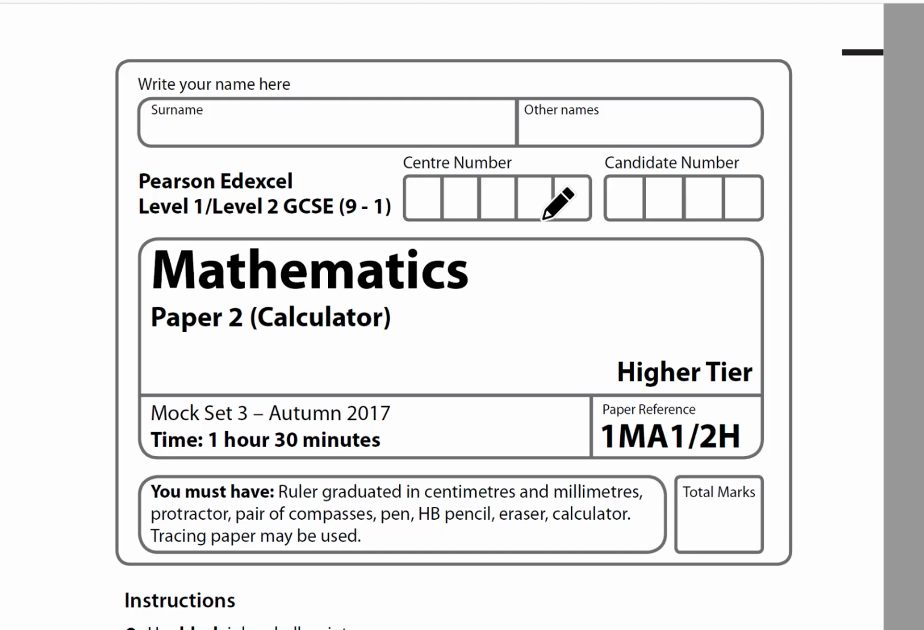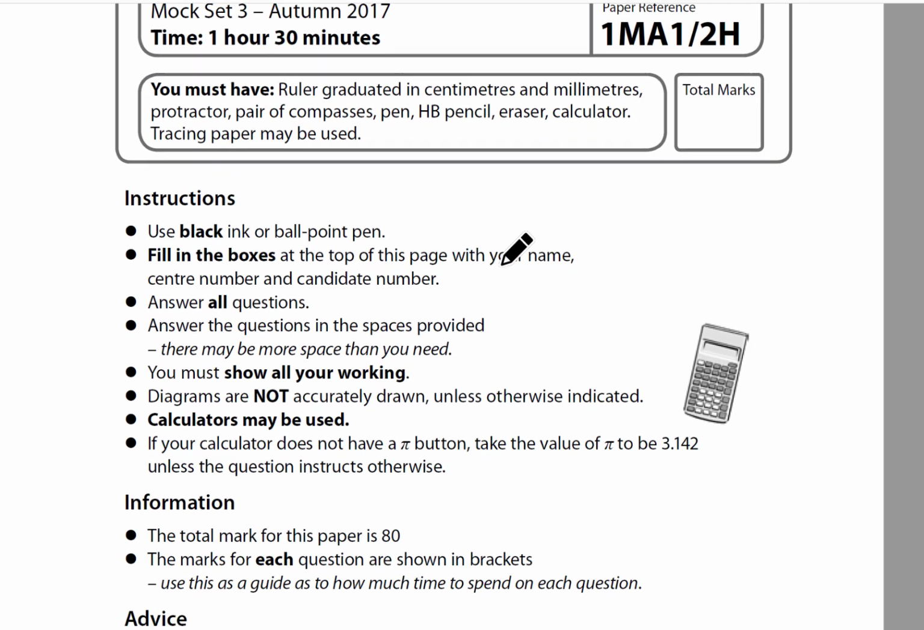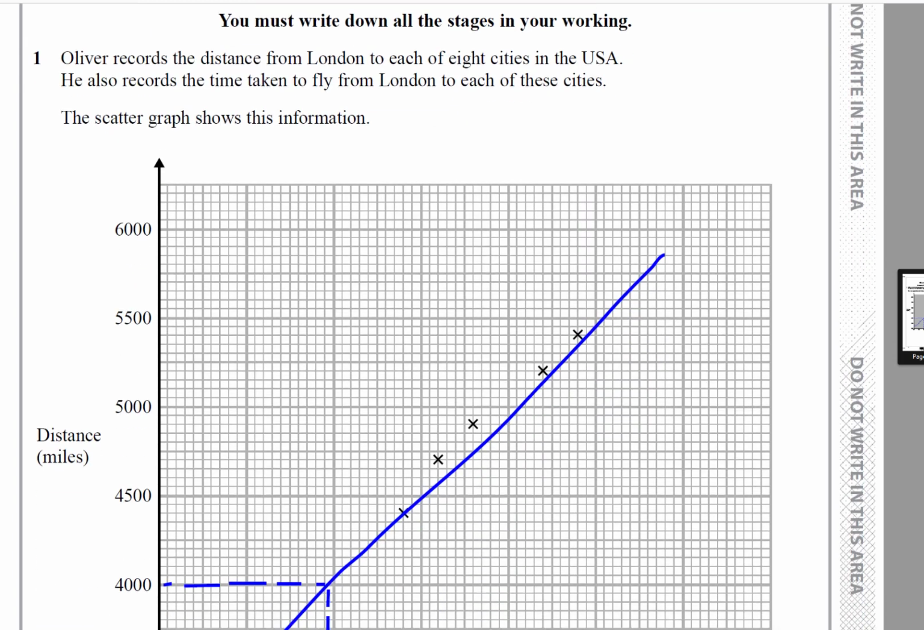Okay guys, this is Mathematics Paper 2 Calculator Mock Set 3, and doing this is going to really help you earn easy method marks and answer marks and recap all your prior skills.